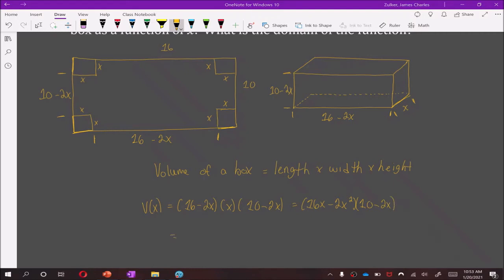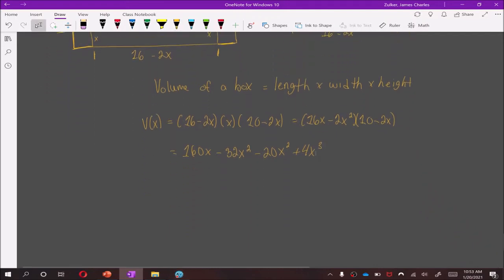So we'll now have 160x minus 32x squared minus 20x squared plus 4x cubed. Rearranging and combining terms, we wind up with 4x cubed minus 52x squared plus 160x. So this is an equation for the volume of this box.